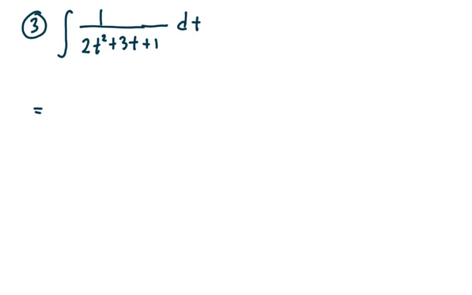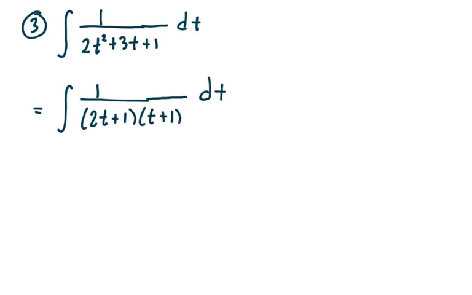Let's take a look at problem number 3. Suppose we have the integral of 1 over 2t squared plus 3t plus 1 dt. And so this is the integral of 1 over (2t plus 1) times (t plus 1) dt. So this is classic partial fraction decomposition.